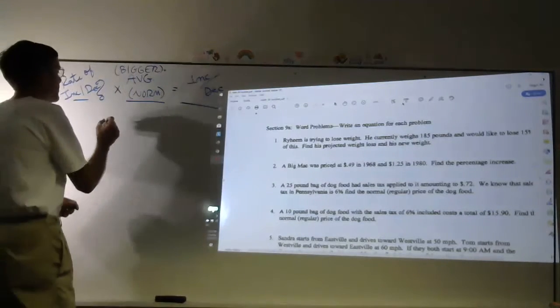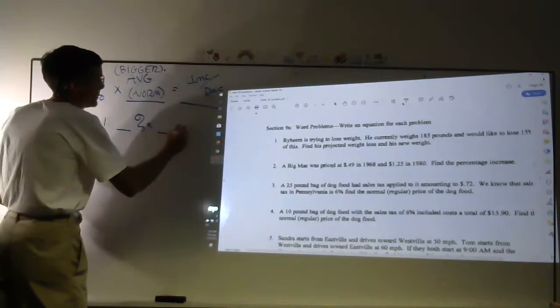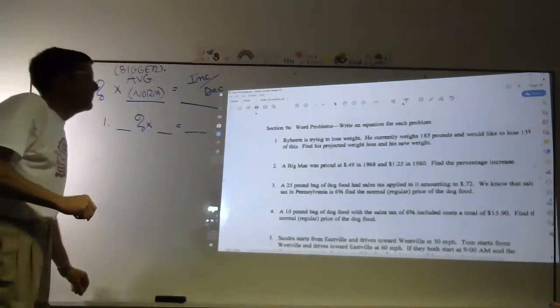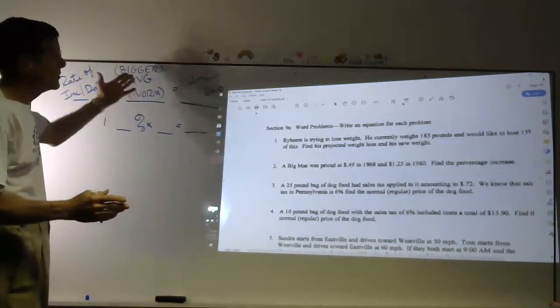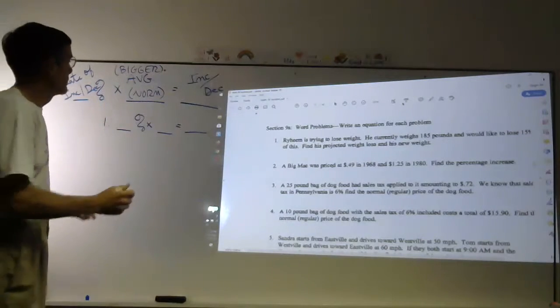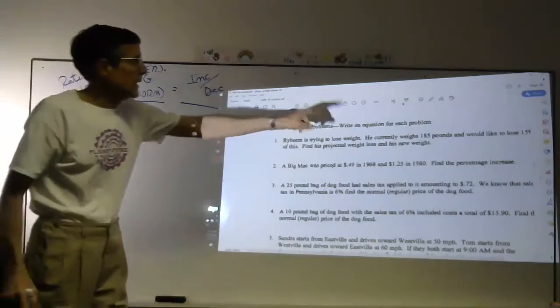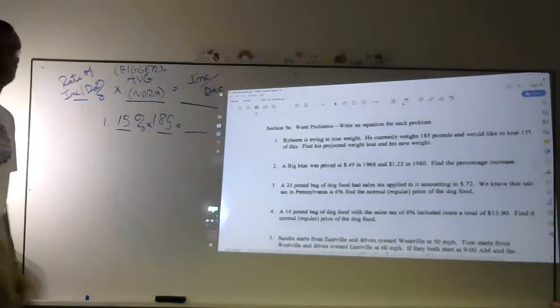Let's get started. Number one, three blanks. I'm going to be looking for these on your homework paper. Ryan's trying to lose weight. He currently weighs 185 pounds. Isn't that his average or normal weight? 185. He'd like to lose 15% of this. That's the rate of decrease.